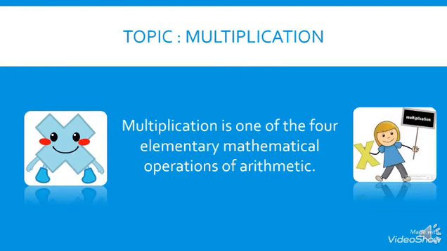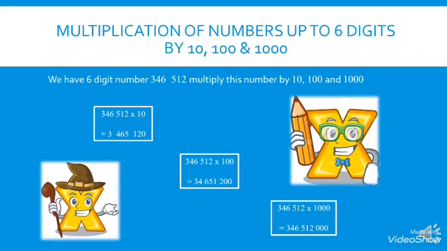In previous classes we have learned to multiply up to 5 digit numbers by up to 3 digit numbers. Now in this class we will learn to multiply 6 digit numbers. Multiplication is one of the 4 elementary mathematical operations of arithmetic. Let us see what happens when we multiply a 6 digit number by 10, 100 and 1000.